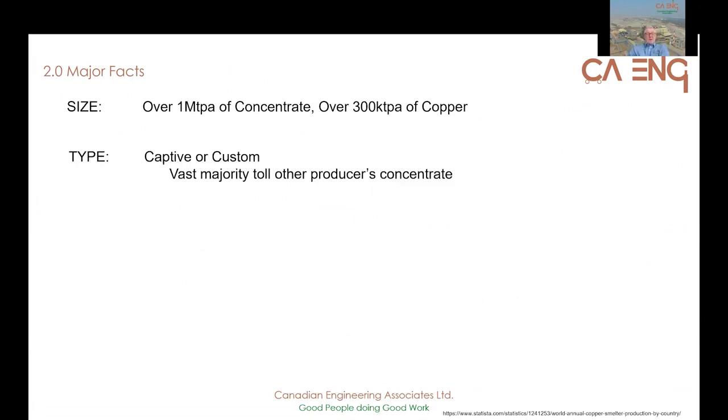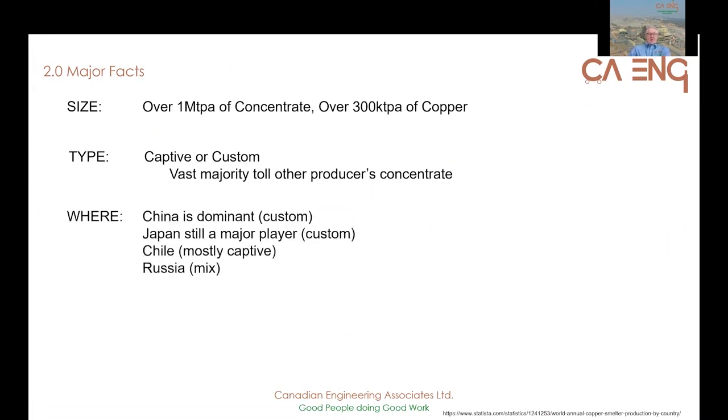So what are major facts about a smelter? The size of them, they really need to be treating over about 1 million tons of concentrate or making more than 300,000 tons of copper to have the economies of scale to be competitive. That number is actually more like 1.5 million, going to 450,000, frankly, for a greenfield project. What type are they? They're either captive or custom. Captive treat their own concentrate from their own company. Customs treat concentrates from other producers. The vast majority of the world is a custom business now.